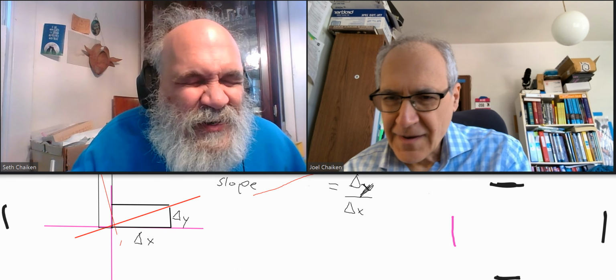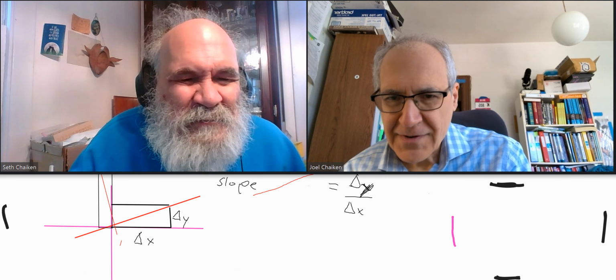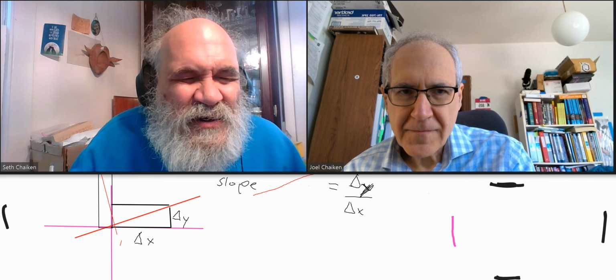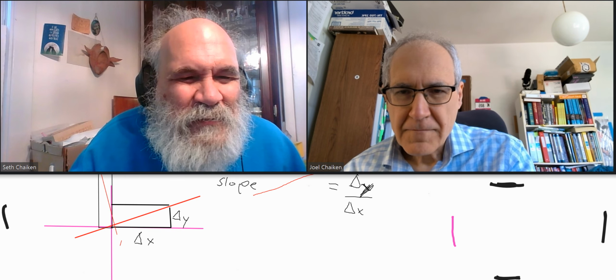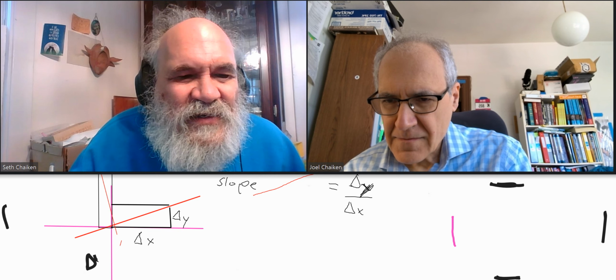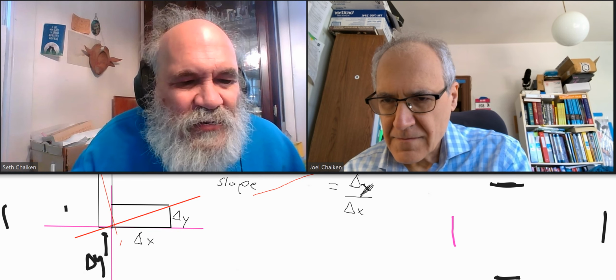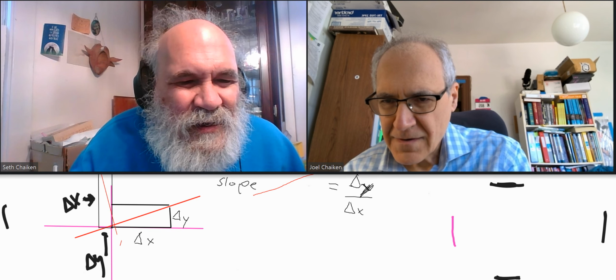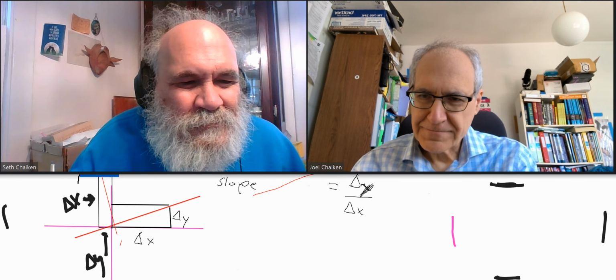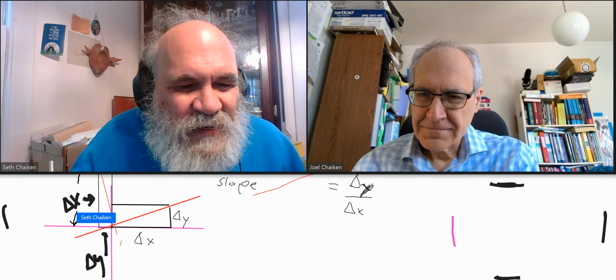Let me write in the values. I wrote it in. There we go. Yeah, delta x of those.